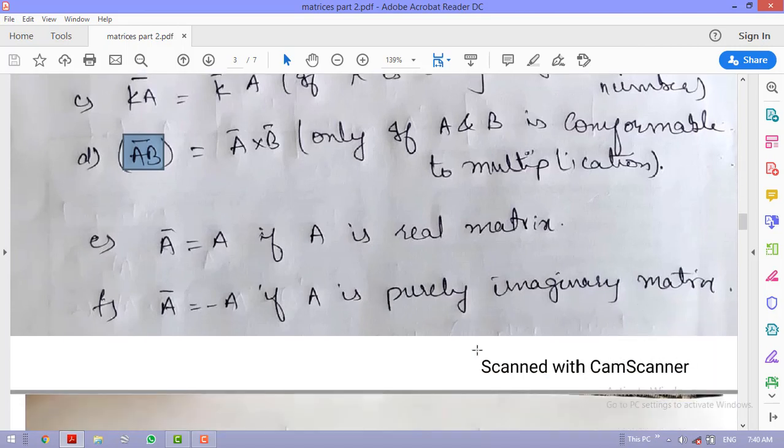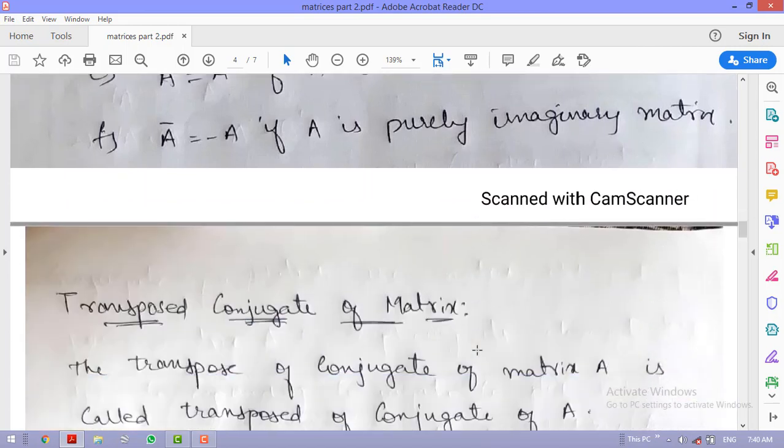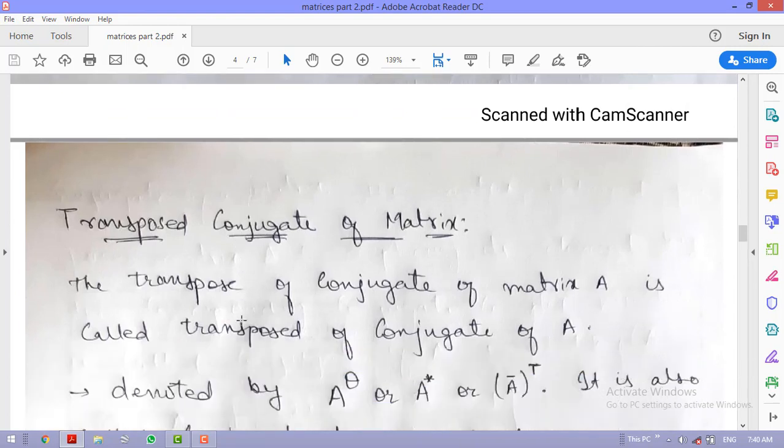Okay, so I hope you understood that. Now we will see the transpose conjugate of a matrix. By the name itself you understood that first you have to apply a conjugate operation to a matrix, then the resultant matrix has to be transposed, right? Read this very carefully, because you may get some confusion. The transpose of the conjugate of matrix A is called the transpose conjugate of a matrix.